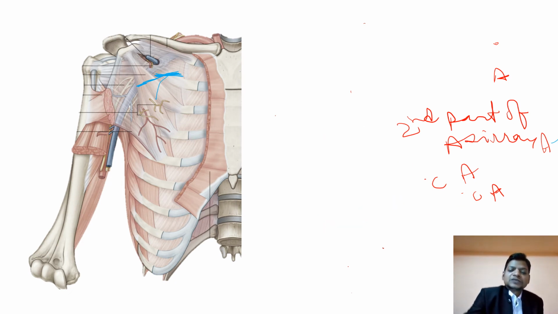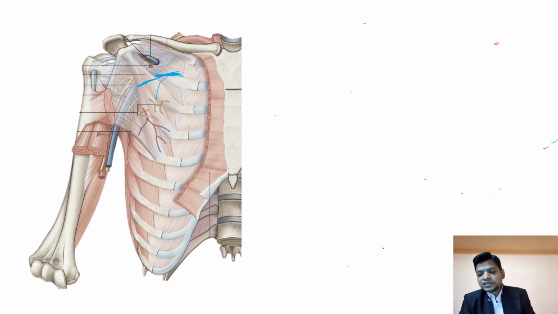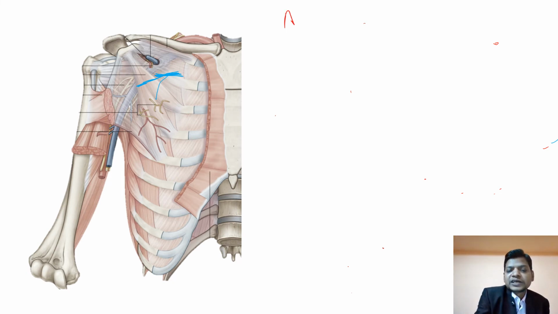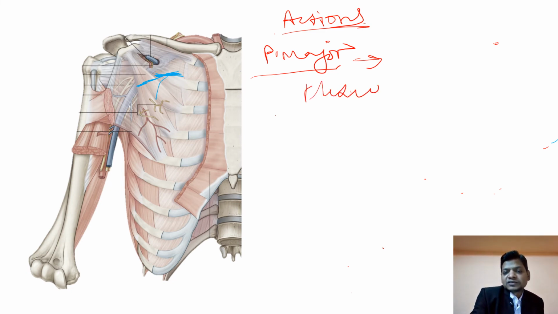So we have discussed the origin, insertion, nerve supply and blood supply. Now we can discuss the actions of these muscles. First, pectoralis major. Pectoralis major has two fibers, clavicular fiber and sternal fiber. The clavicular fiber, as it is above compared to the sternal fiber, will help in flexion.